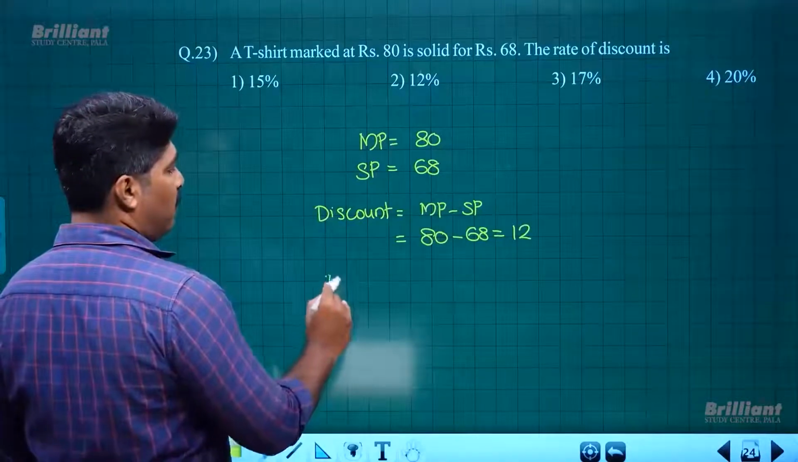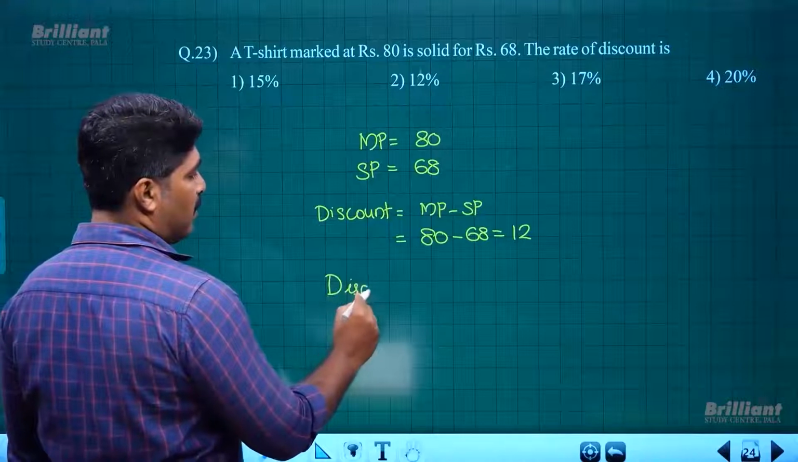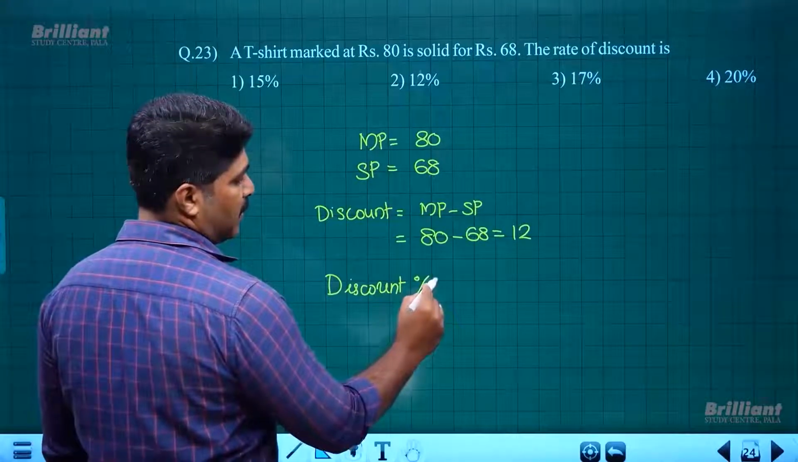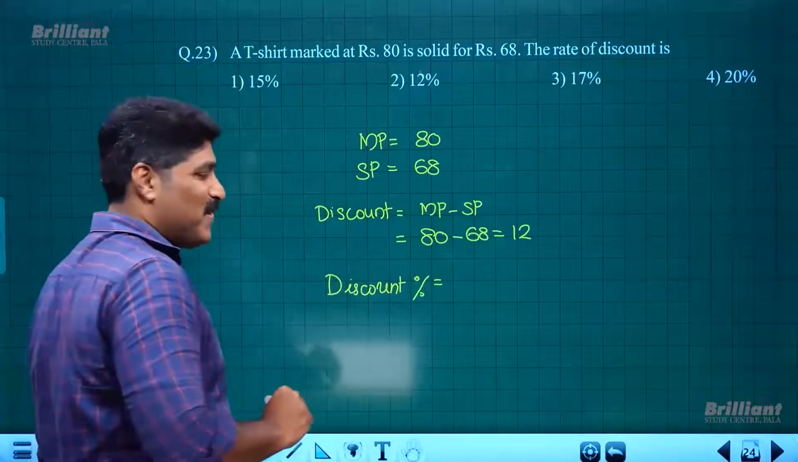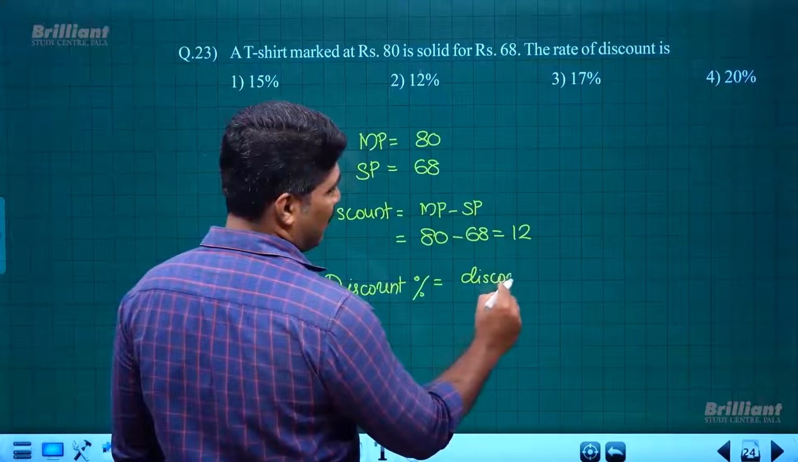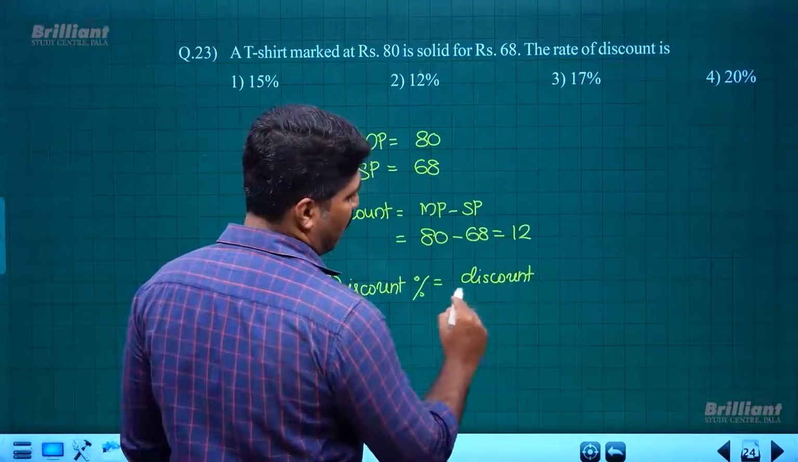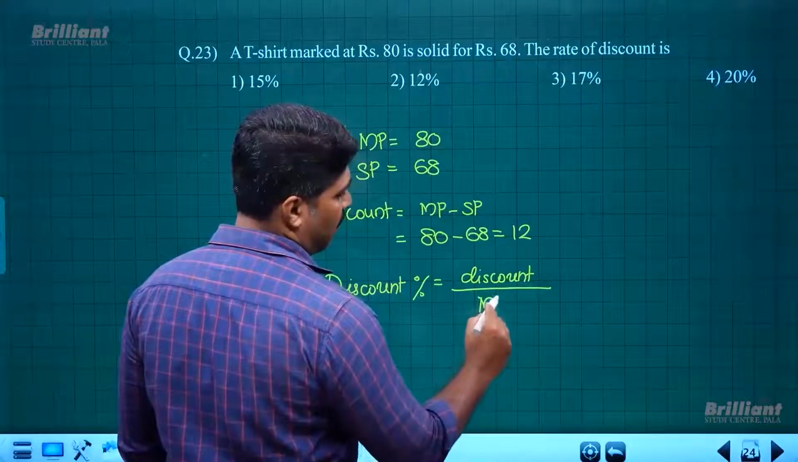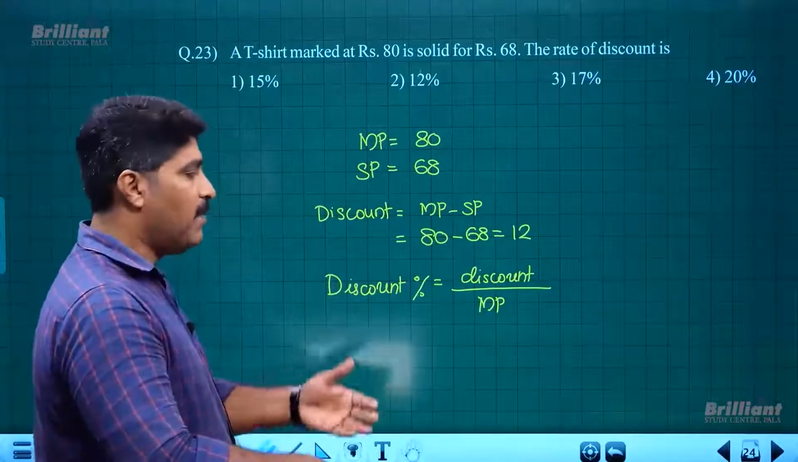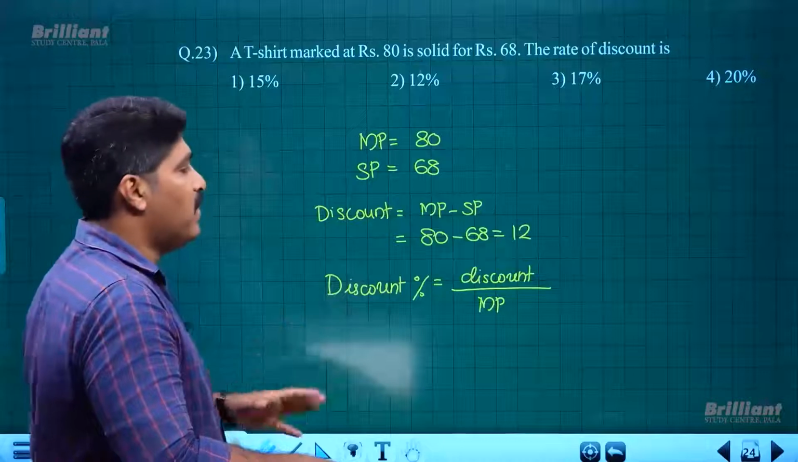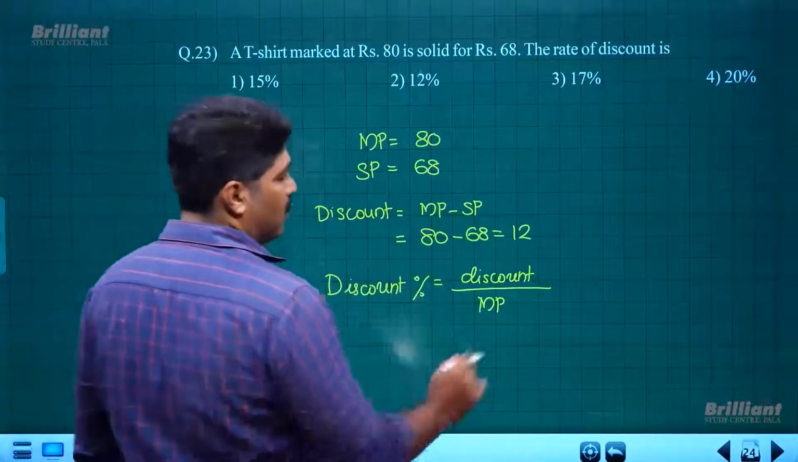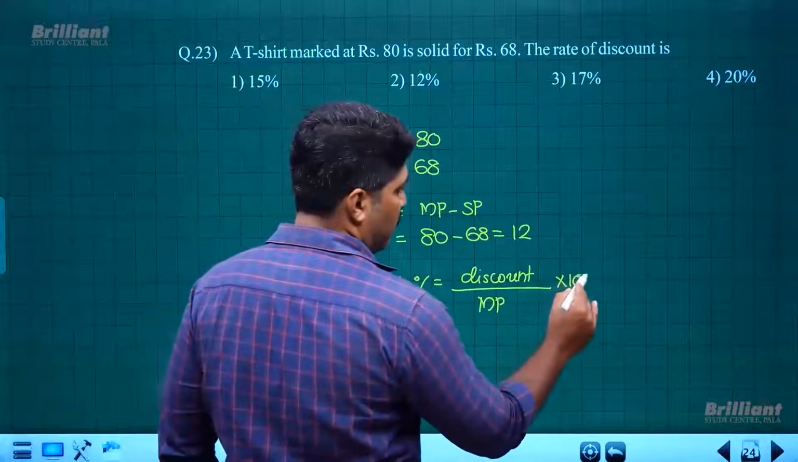Then we have to find out the discount percentage. How to find the discount percentage? This discount is what percentage of the marked price. This marked price is also known as listed price or labeled price. These all are the marked price. What is the price labeled on the product? That is the marked price. So discount by marked price into 100.